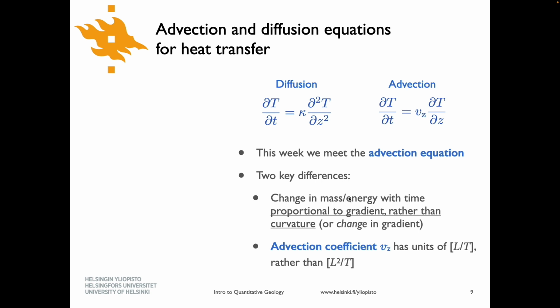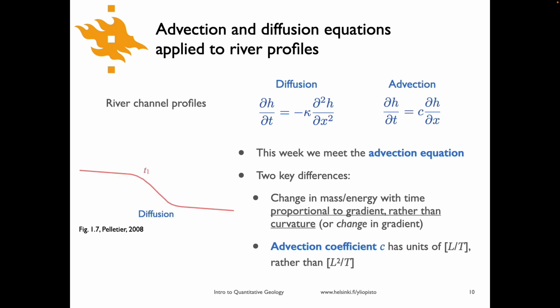So our change in mass or energy with time is proportional to the gradient, which is just the first derivative, rather than the curvature or the change in the gradient. And our coefficient here, the velocity in this case, has units of length over time rather than length squared over time, which is what you would have for kappa in the equivalent for heat conduction. So there's some similarities here, and it makes it relatively easy to combine these two because you can say dt equals this, dt equals that. So you can set the two equal to one another and start solving from there, which is what we'll see in the example solution that I'll show you in a moment.